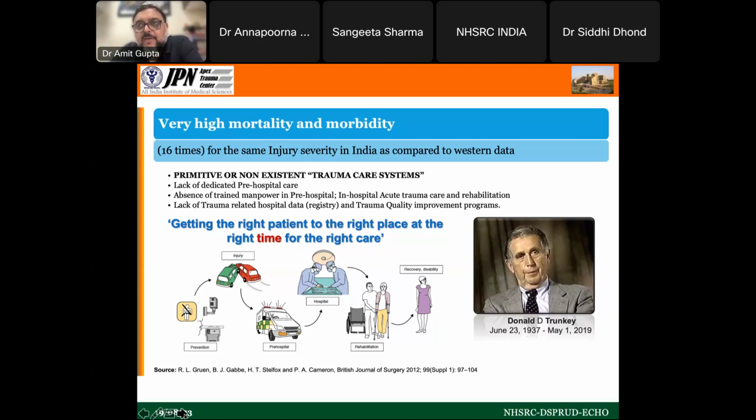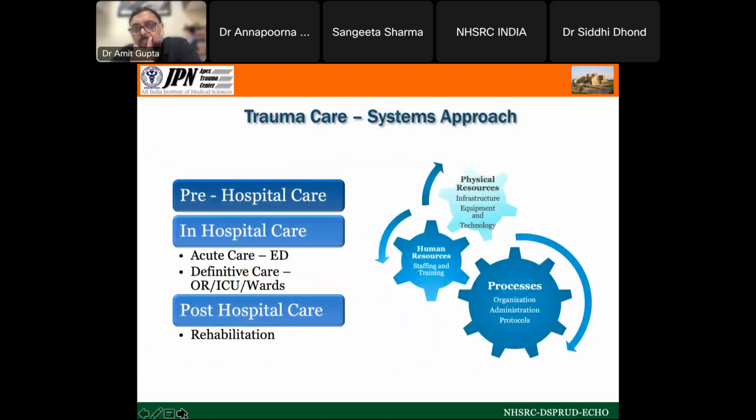Remember, whenever a trauma patient arrives in your emergency department, it is a time-sensitive disease. Please start ticking the clock in your minds right from the time the patient arrives. Otherwise, the patient might die right there. So whenever we look at trauma care systems, there are three basic pillars: the pre-hospital care, which is before the hospital, which is generally how the patient is brought to the hospital. The in-hospital care is divided into two paradigms: the acute care, which is happening in the emergency department, and the definitive care, which is happening in either the operating rooms, ICU or ward, and then finally the post-hospital care.